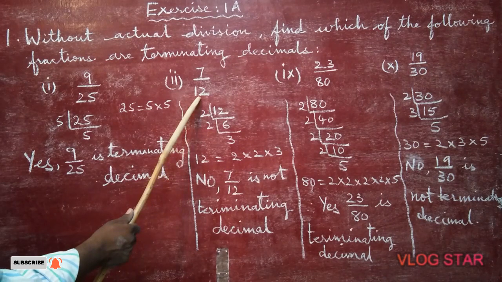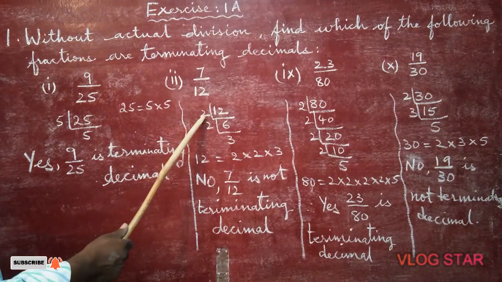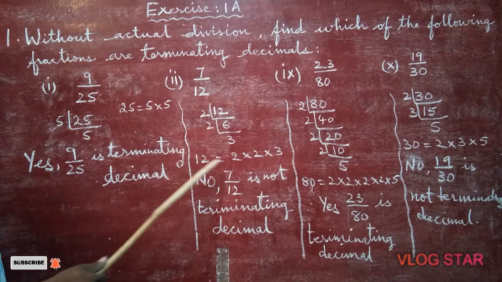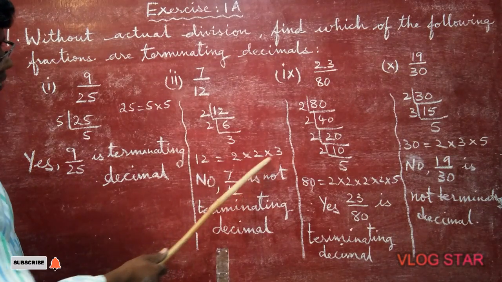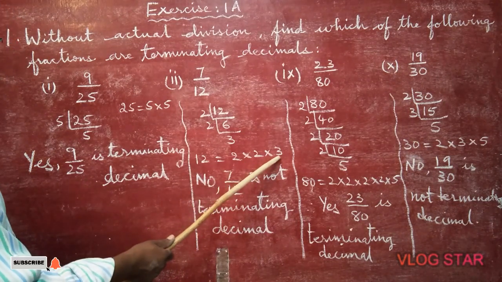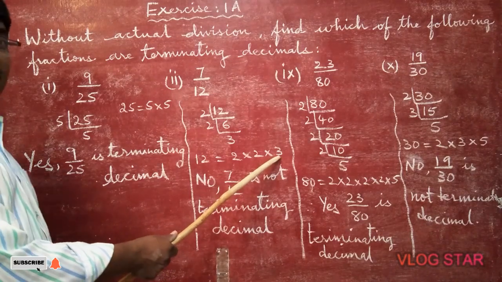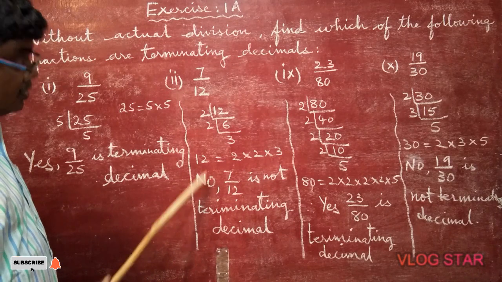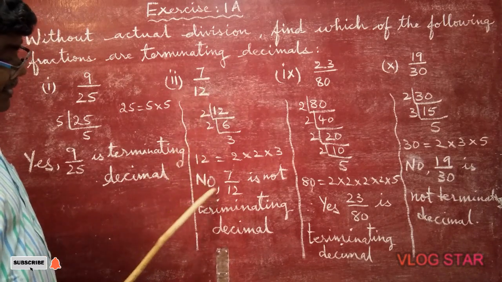Coming to the second one, take denominator 12. 2 goes 6 times, 2 goes 3 times. So what are the prime factors of 12? 2 into 2 into 3. 2 came, okay. But 3 came. 2 or 5 only, but here 3 came. So this is not a terminating decimal.